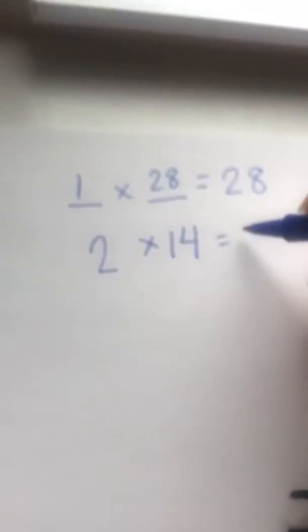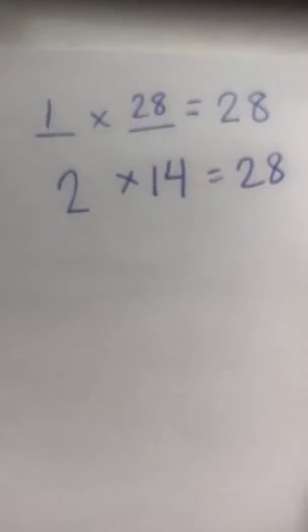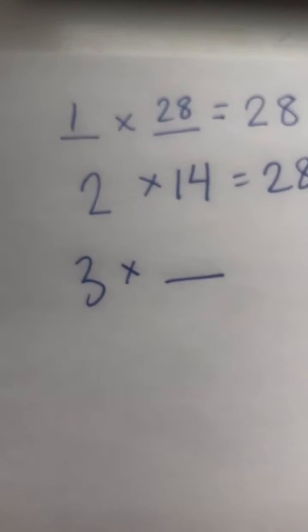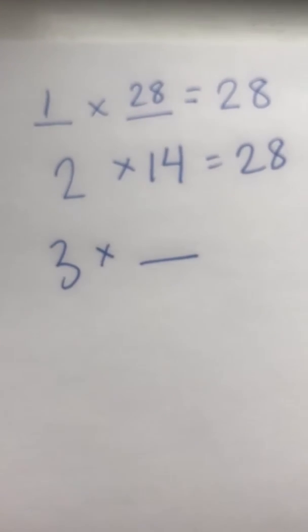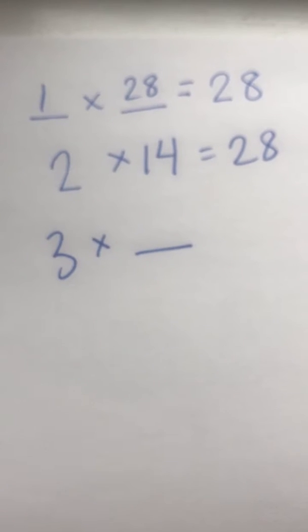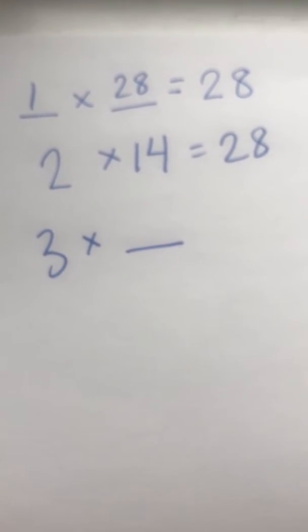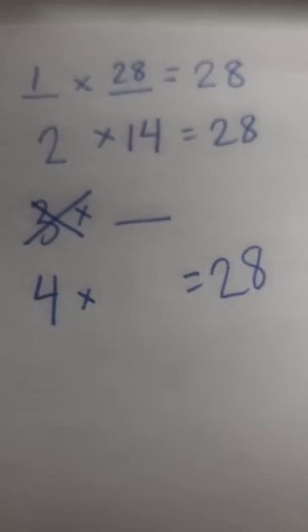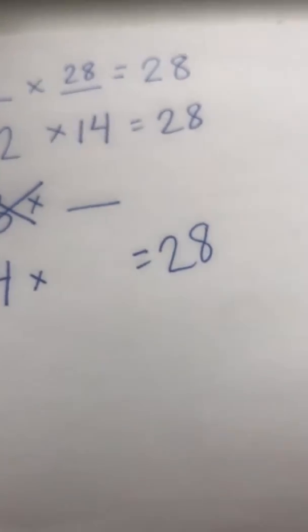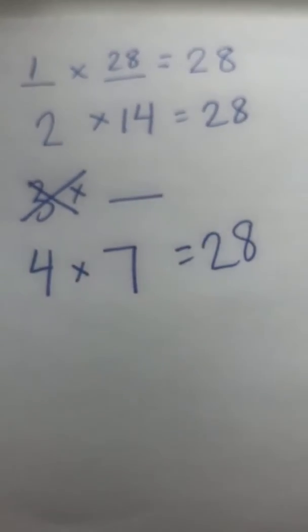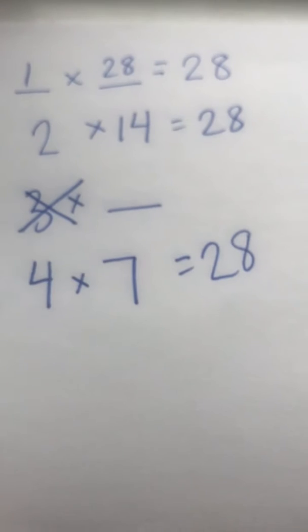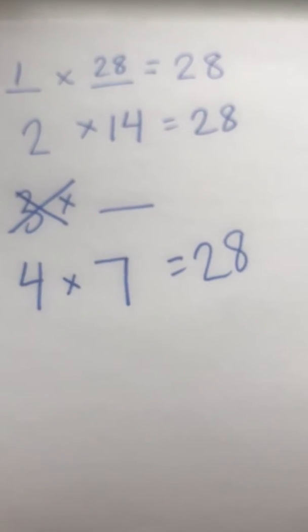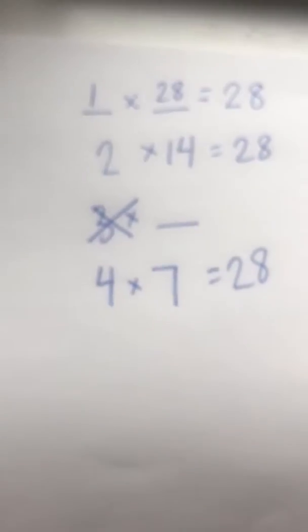2 times 14 equals 28. Does anyone think of 3 times anything? 3 times 7 is 21. 3 times 8 is 24. 3 times 9 is 27. 3 times 10, so that won't work. Let's do 4. 4 times something equals 28. I know 4 times 7 is 28. 5 won't work. 6, and we've already done 7. So let's just stop there. Let's look at what we have.